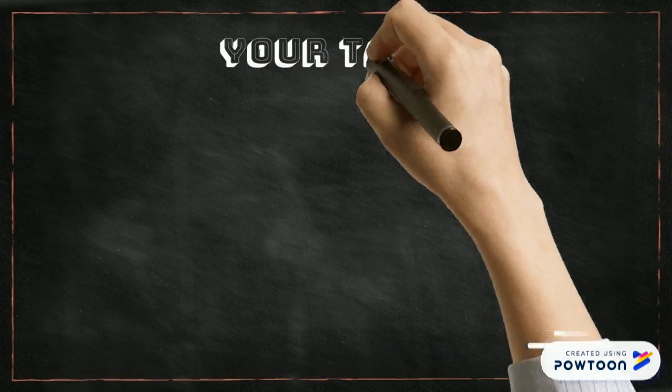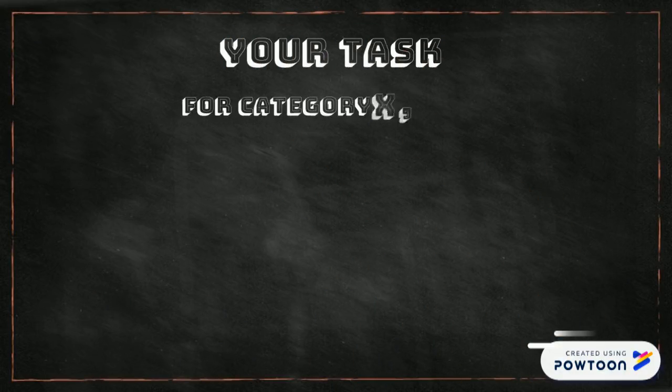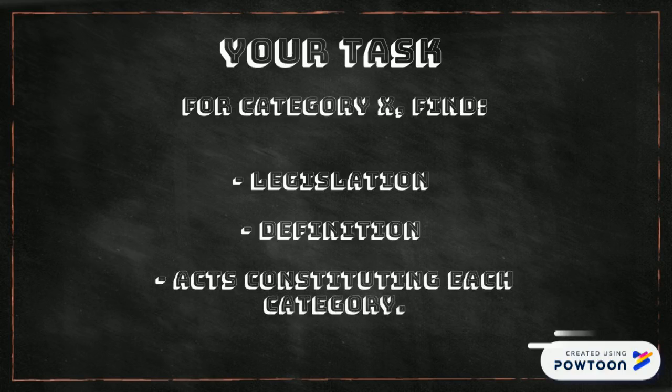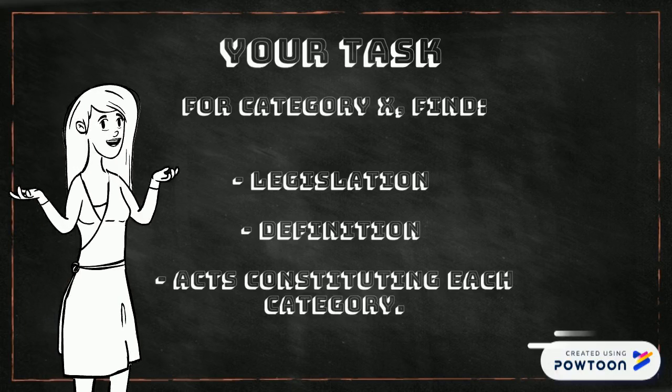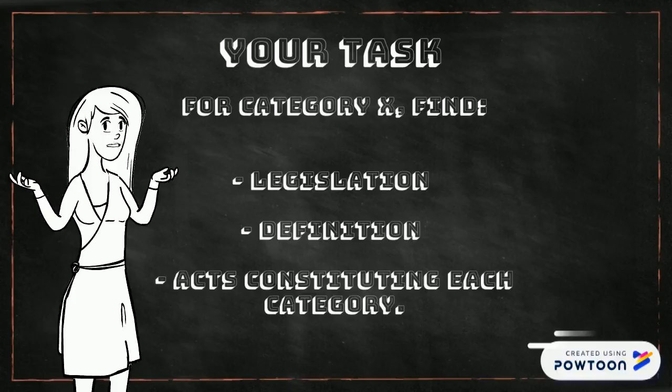It's now your turn to do the teaching. Each of you will be assigned a category of an offence. You are to find the legislation of each category of crime, its definition, and the different kinds of acts constituting each category. Each person will have their turn to present the story to the class, but pausing at every scene to expand on our knowledge and throw in their findings.